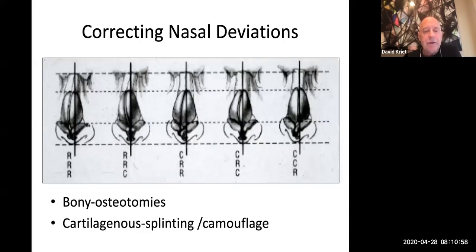If you think about the nose in thirds, we have the bony upper third and the cartilaginous lower two thirds, and you can start to see how many different permutations or configurations of deviations there can be. So it really does help to analyze that and specifically look at the upper vault, the middle vault, and the lower vault. If you have deviations of the upper vault, the bony vault, then we're probably talking about osteotomies. If we have issues with the lower two-thirds, then we may be talking about cartilage grafting or camouflage with grafts or any of a number of techniques to deal with that more mobile segment.